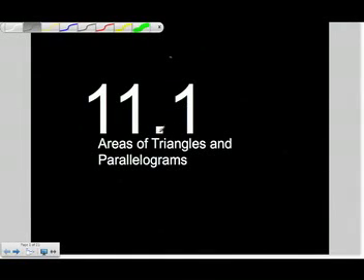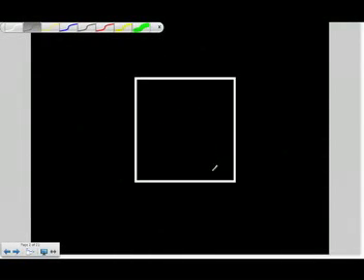Okay, 11.1, area of triangles and parallelograms. Let's say we got a square. Notice our area postulate all depends upon the square because we say things like square centimeters and square inches. That's basically saying we take some kind of figure, be it a parallelogram, and we break it up into its individual square components.